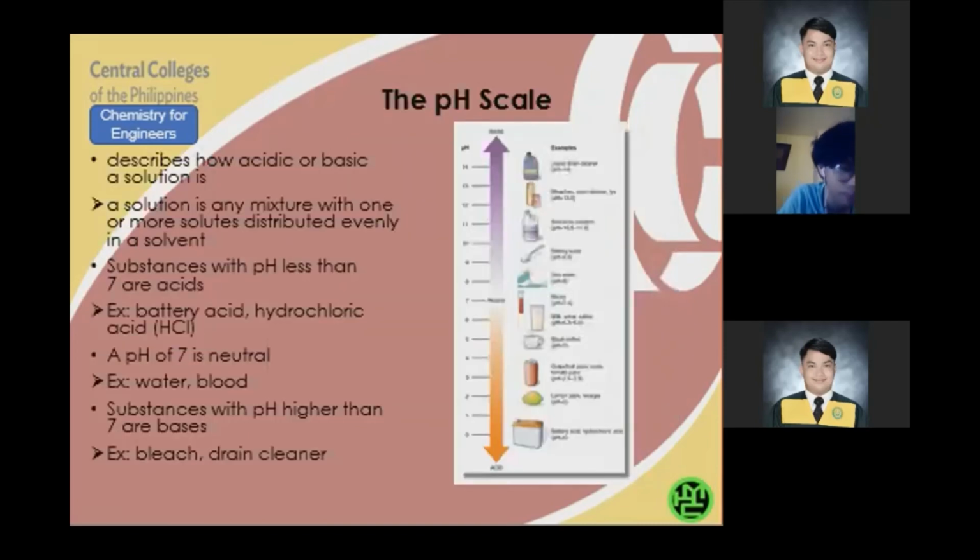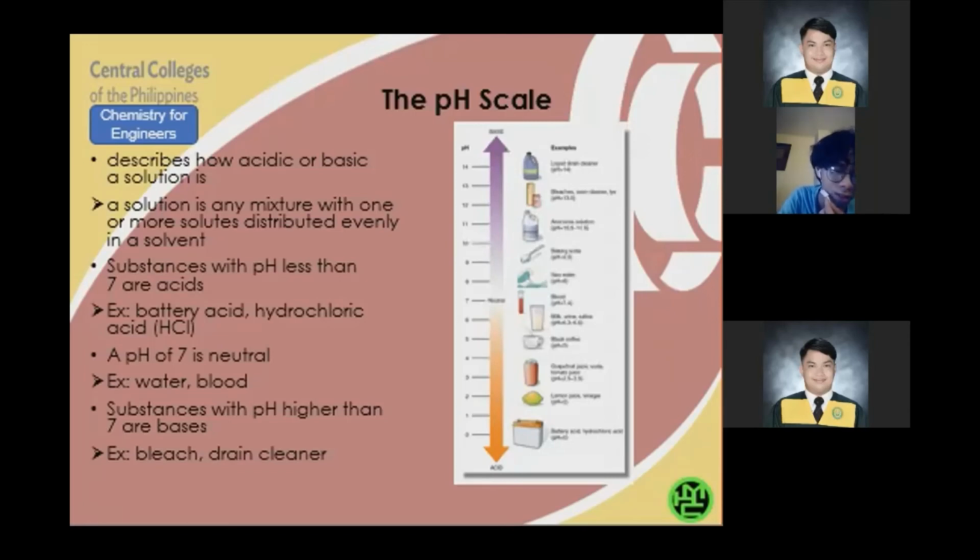pH scale. First of all, what is pH? pH stands for potential of hydrogen. Potential of hydrogen is a measure of the concentration of hydrogen ions in a water-based substance. The pH scale describes how acidic or basic a solution is. A solution is any mixture with one or more solutes distributed evenly in solvent substances.